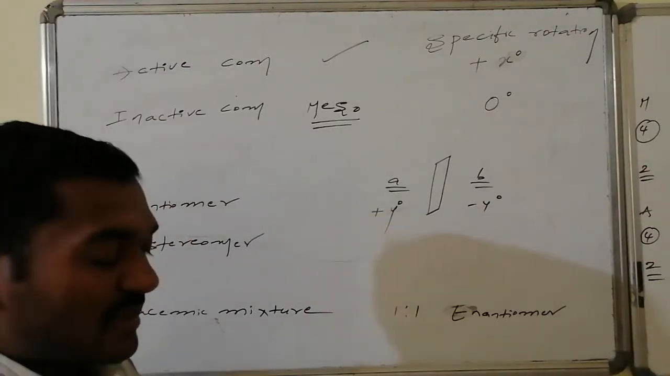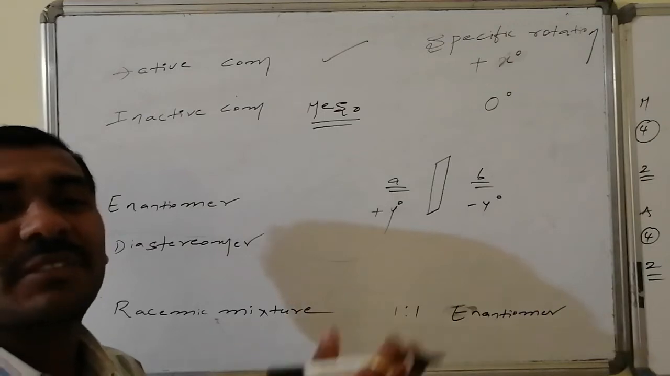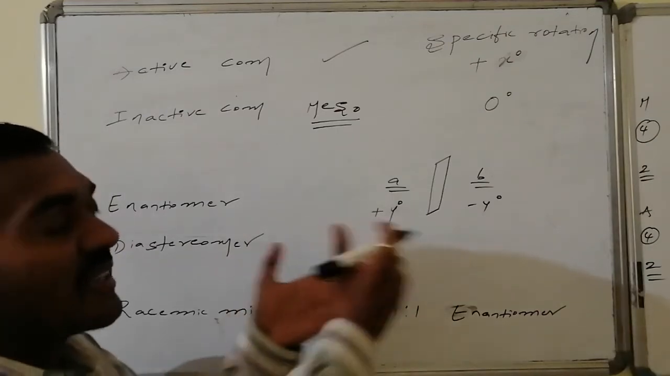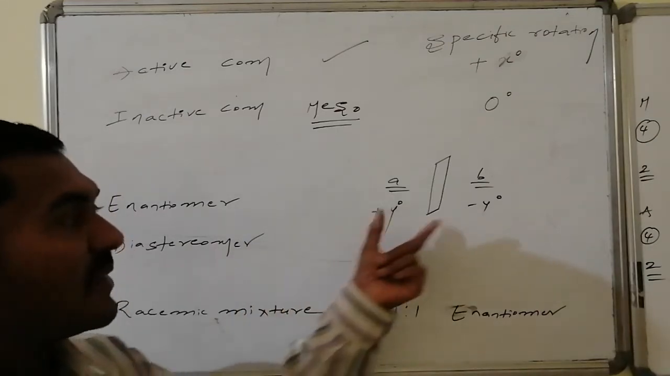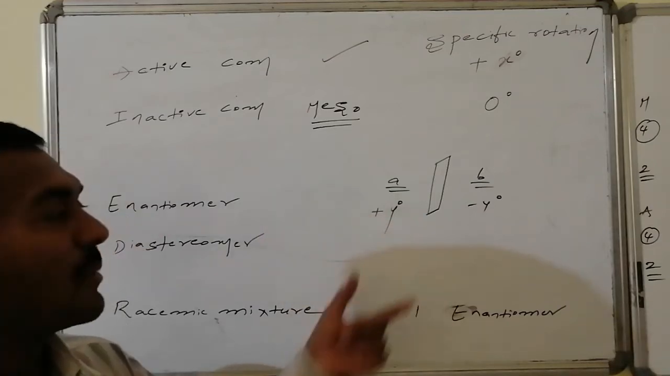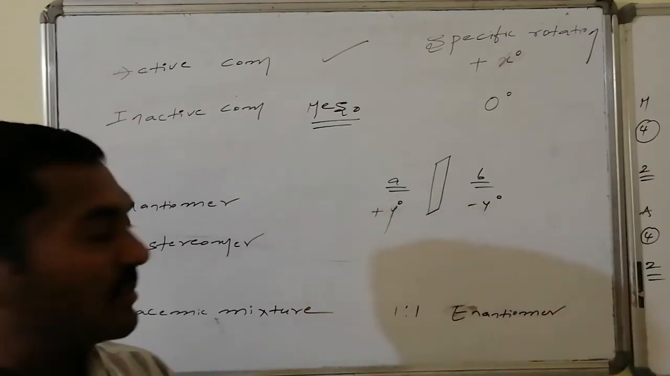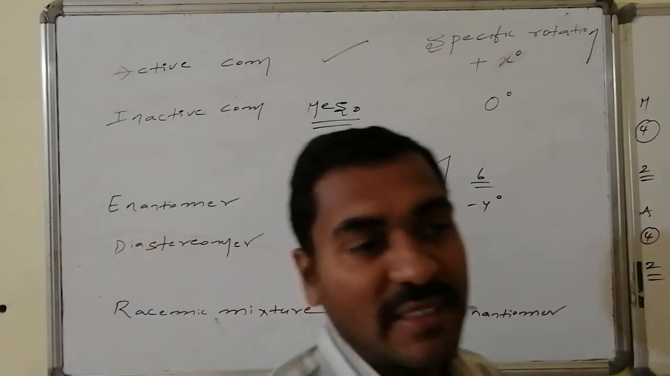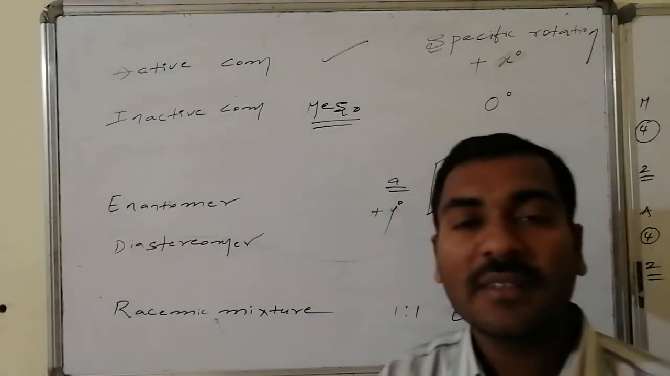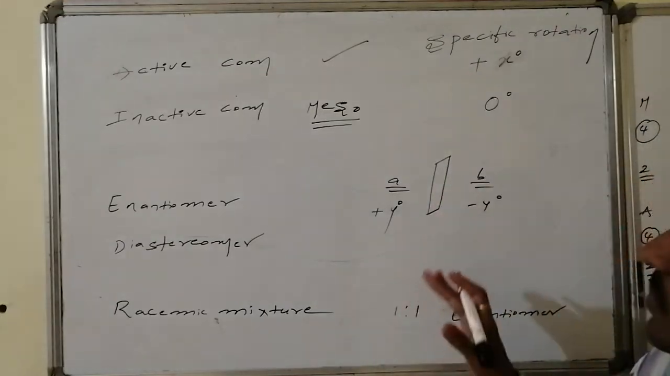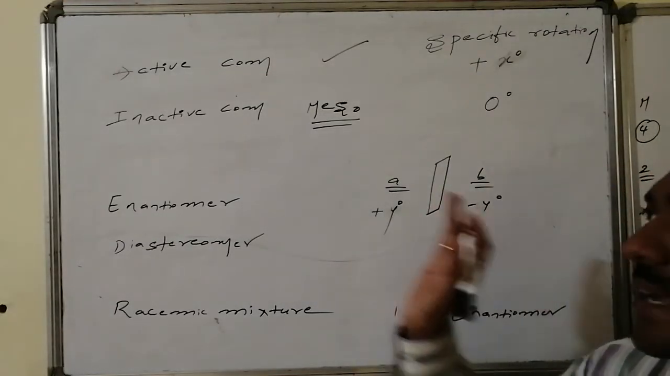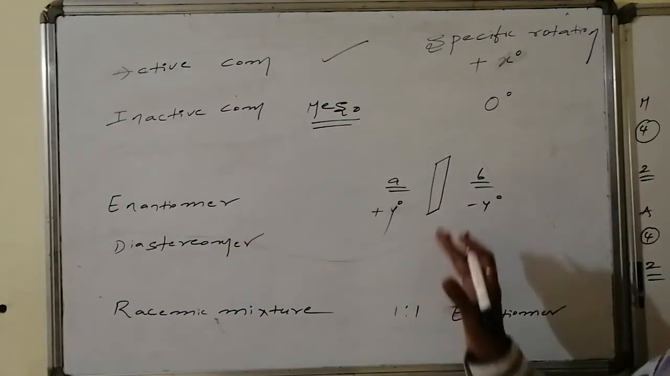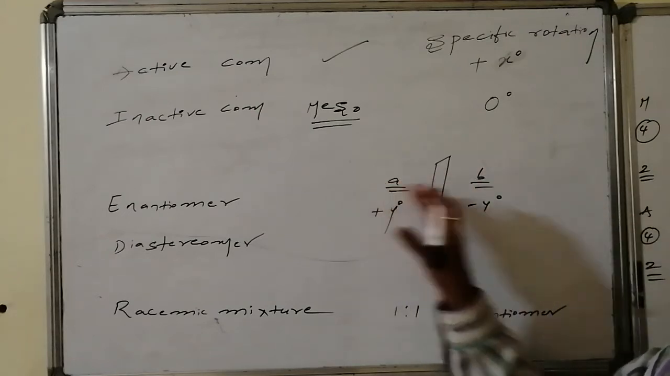Diastereomerism is a relation present between one stereoisomer and another stereoisomer, similar to enantiomerism. Between two stereoisomers, a particular relation is said to be enantiomerism. In the same way, between two stereoisomers, if a particular relation exists, then that is said to be what? Diastereomerism. So among stereoisomers, one particular variety is enantiomerism.